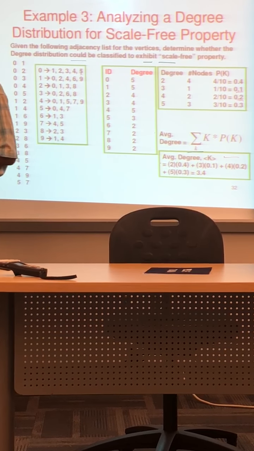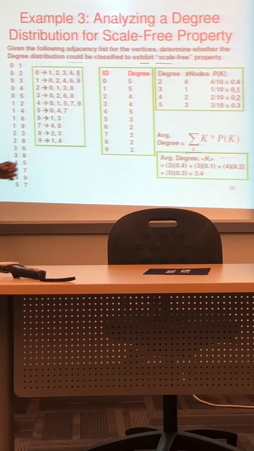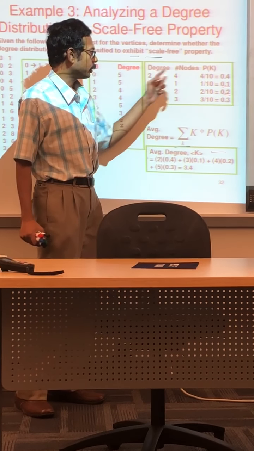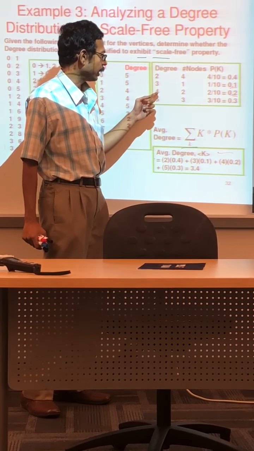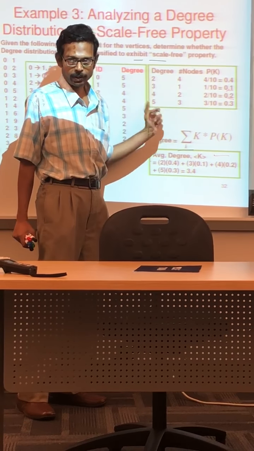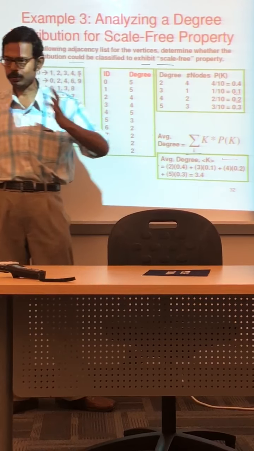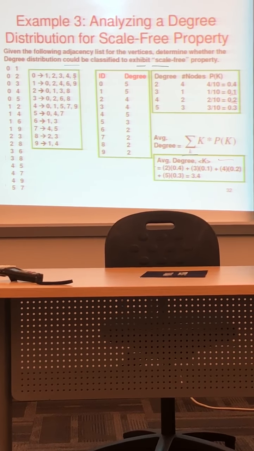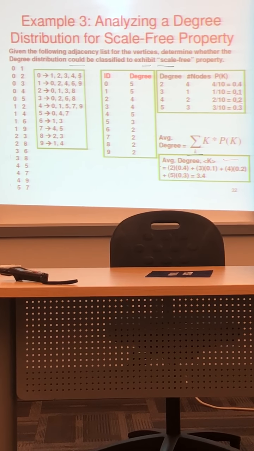Okay. All right. So you can see the probability values. For degree 2 it is 0.4, and for 5, the larger degree value, it is also high, 0.3. So it's not very low. The degree values are relatively equally distributed.